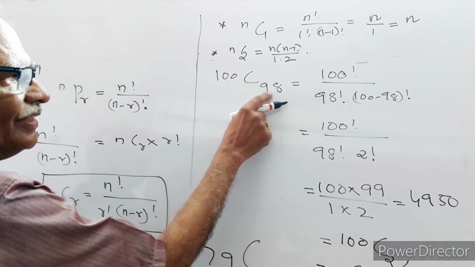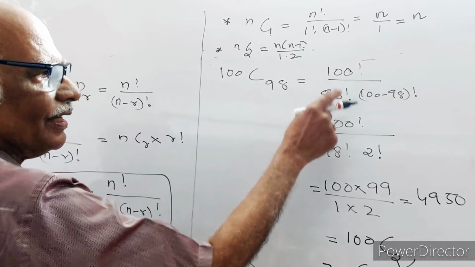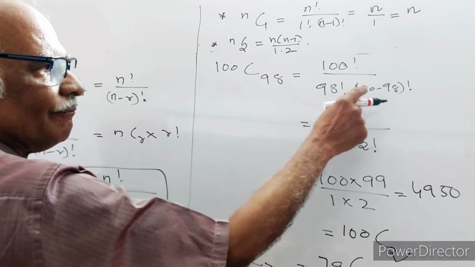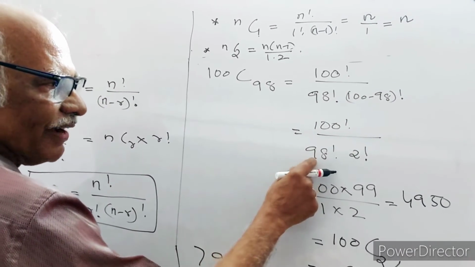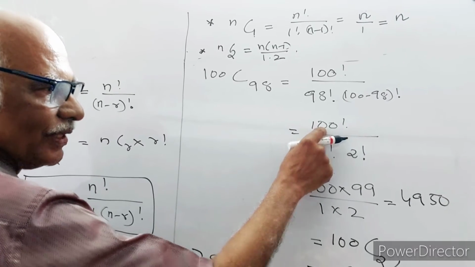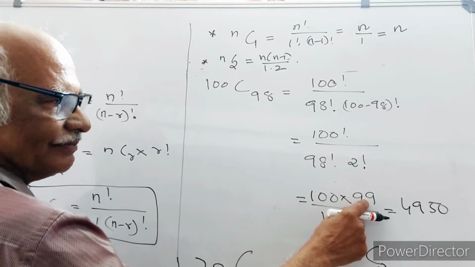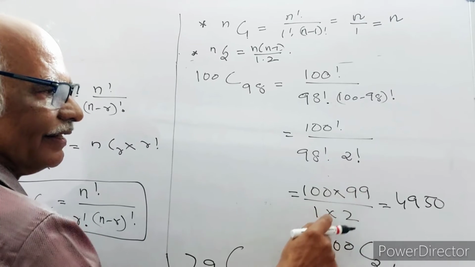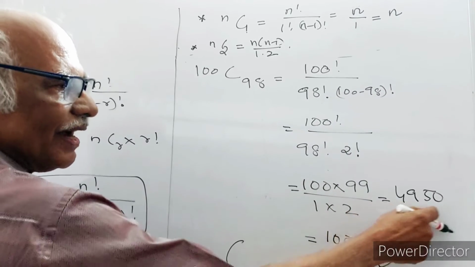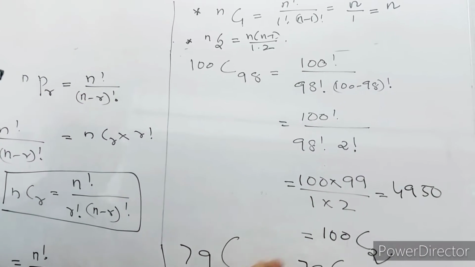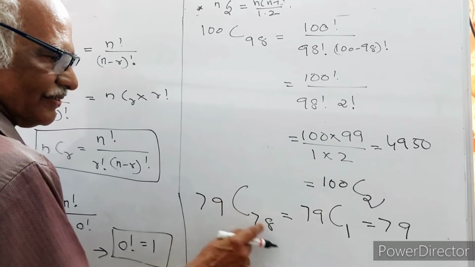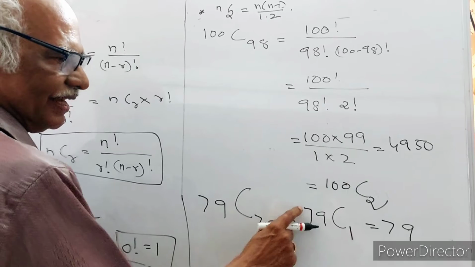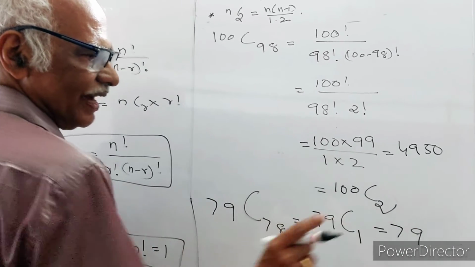For example, 100C98 is 100 factorial by 98 factorial into (100-98), which is 2 factorial. 98 factorial will go with 100 factorial, leaving 100 into 99. So 100 into 99 divided by 1 into 2, the answer is 4950. And that is simply 100C2. Now if you consider 79C78, it is simply 79C1, and that is 79.